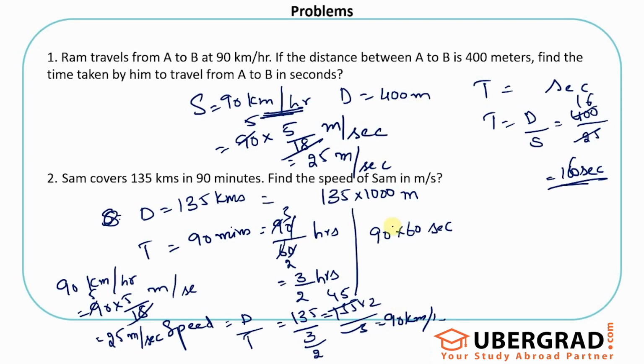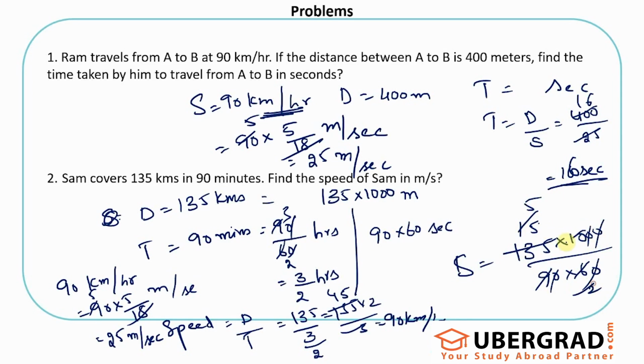This is one way. The other way is that I have converted distance into meters and time into seconds. Simply apply the speed as distance by time. 1 2 gets cancelled. 9 ones are 9, 9 fifteens are 135, 3 twos are 6, 3 fives are 15, and 2 ones are 2, 2 fives are 10. This will give me 25 meters per second.